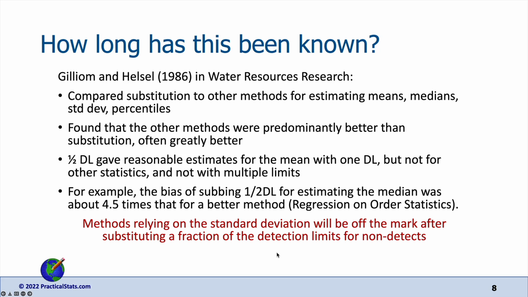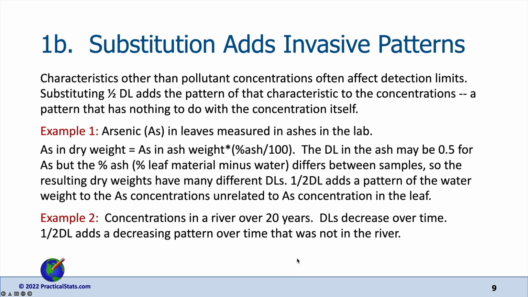And what I mean by that is anything including 0 or including 1 times the detection limit, so including the detection limit itself. All of those will destroy the standard deviation and the methods that depend on it.